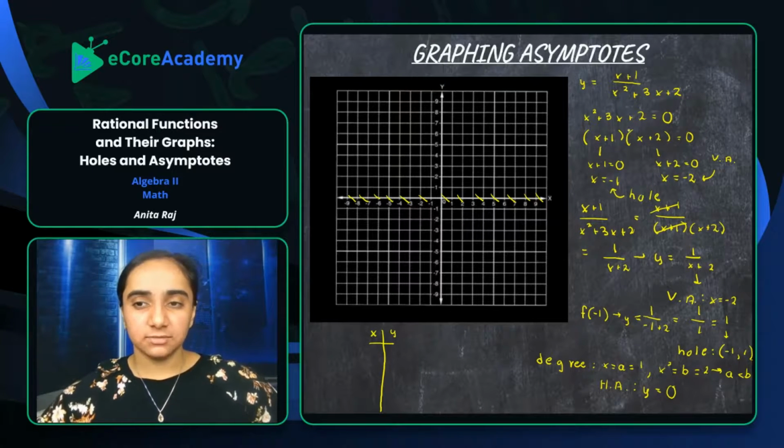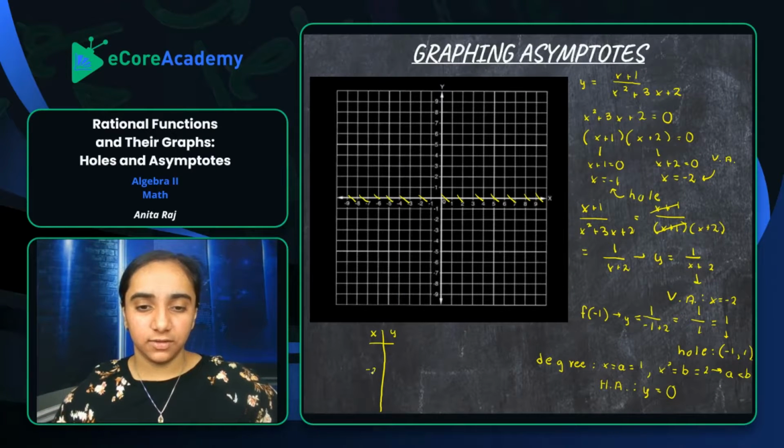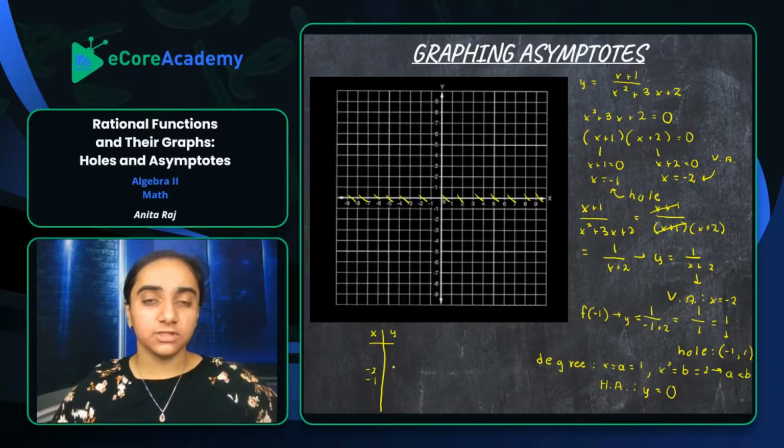So my vertical asymptote occurs at negative 2, and my hole occurs at negative 1. So I'm going to put negative 2 here and then negative 1 underneath it. We know that the point of the hole is negative 1, 1. So I'm going to put 1 in my y coordinates, and we know at negative 2 it's undefined. It has no value because that will make the denominator 0, so that's undefined.